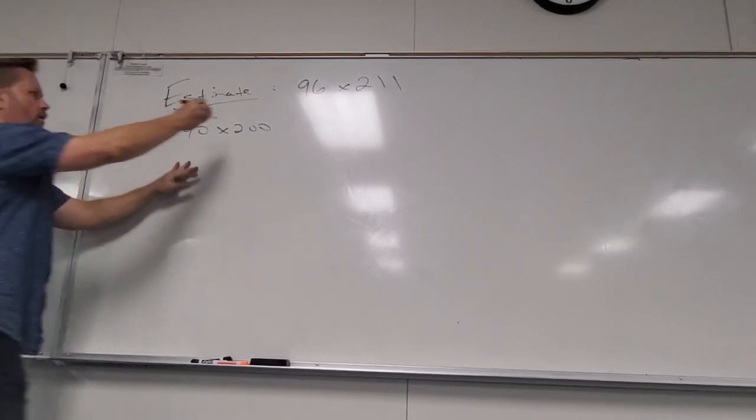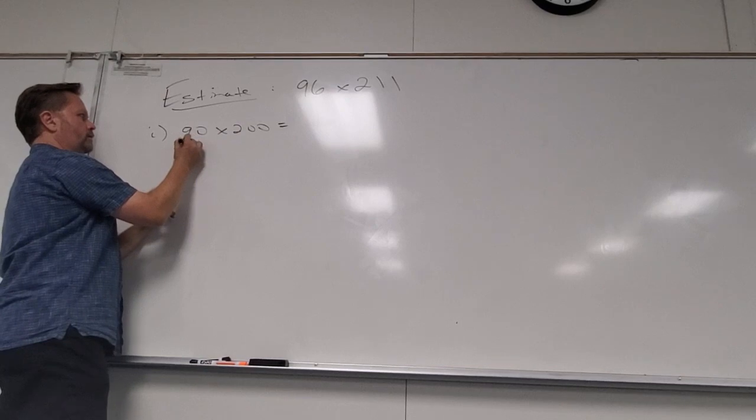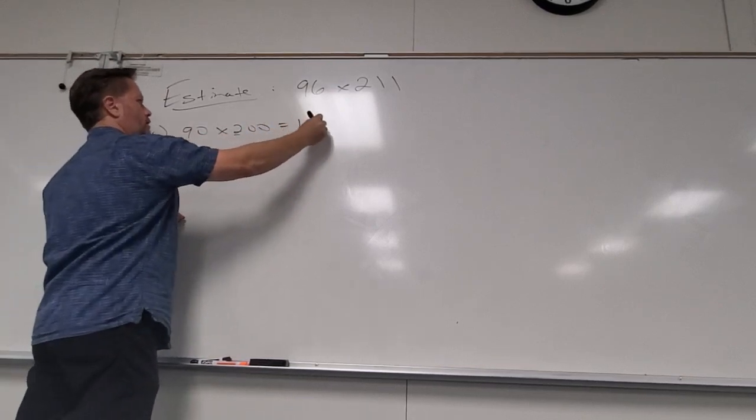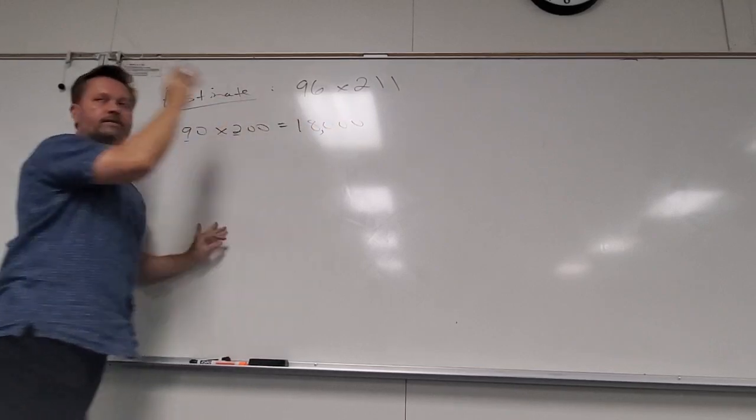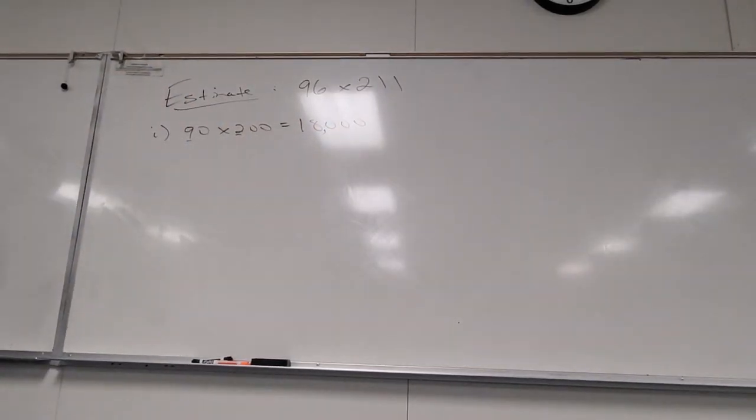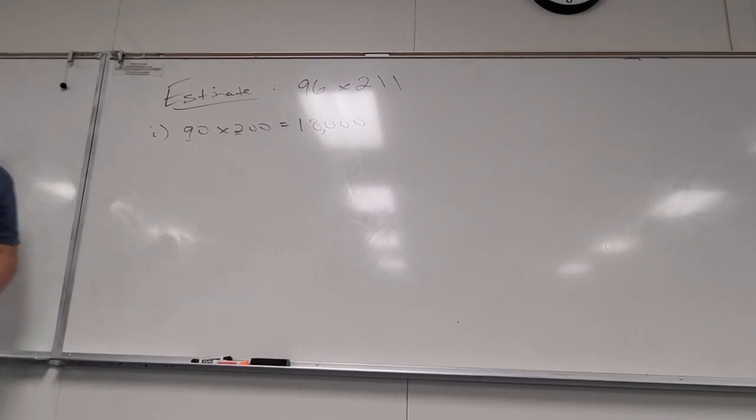So what is this? What's the easy way to do this? 18 and then 3 zeros. So that is not the right answer. It should be close, but it's definitely a low-end estimate, right?